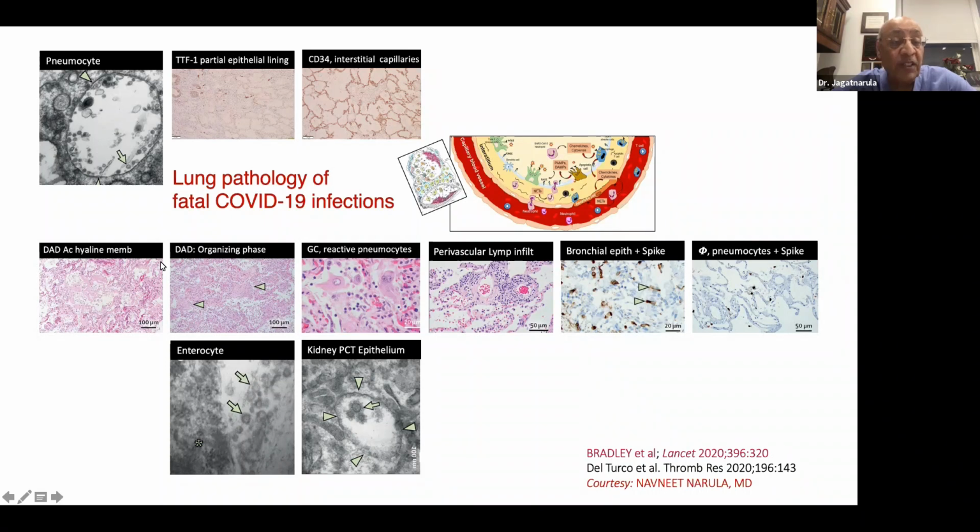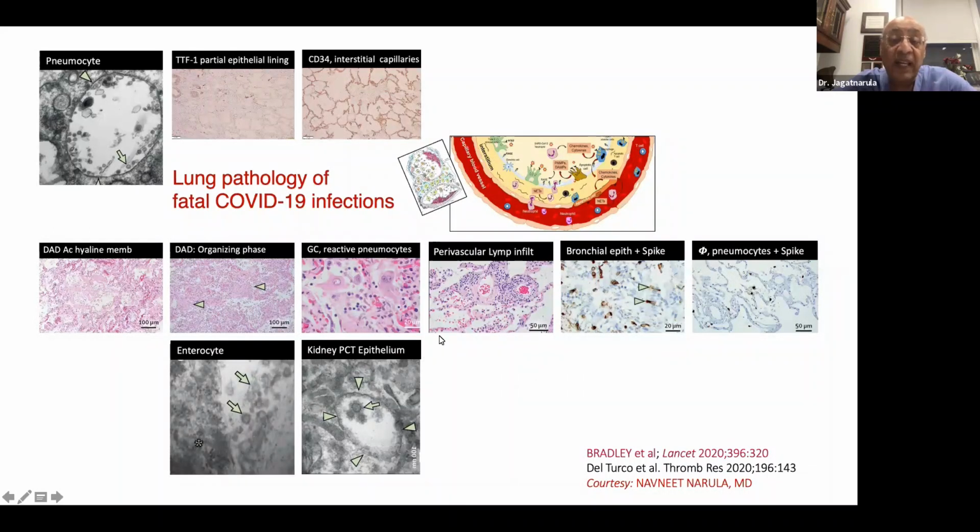So, as the alveolar affliction is occurring, there is a possibility of diffuse alveolar damage with acute hyaline membrane formation. You can also see that there would be an organizing phase after 3 to 4 days. Here, these are the giant cells, and reactive pneumocytes have started to form. The formation of the pneumocytes may not be as effective. This is the perivascular lymphocytic infiltration. And here you can see the presence of the spike proteins in the macrophages of the alveoli, as well as in the epithelium of the alveoli or the bronchial and other airways.